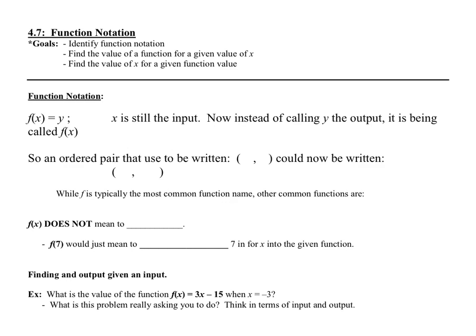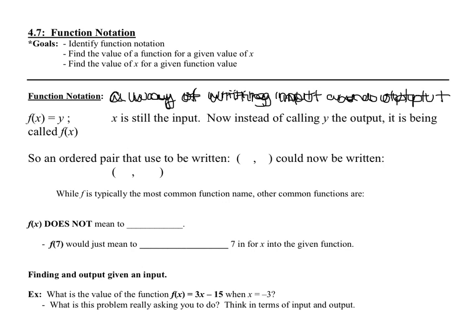In this section, we'll learn about function notation, which specifically talks about how to find a function value given x and how to find an x given a function value. So function notation is simply a way of writing input and output. Mathematically, there's really not going to be a change. Before, we used to write a function as y equals. Now we're just substituting in this f(x) symbol for it.